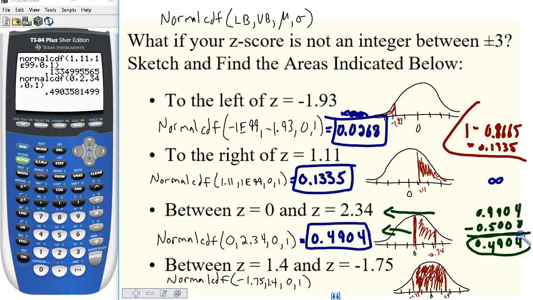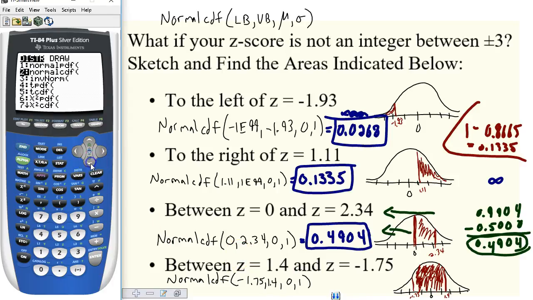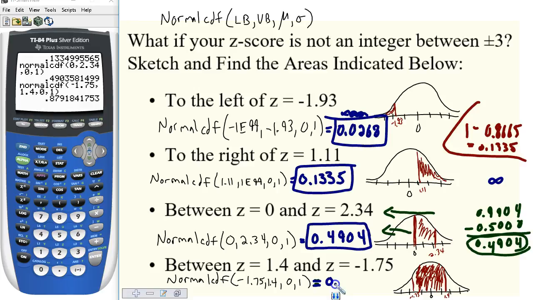So you've got to think when you're using your table of how to use the table to achieve the desired area. Your calculator goes straight there. For this last one, we're just going to use our calculator really quickly to get the answer. All right, we got 0.8792.